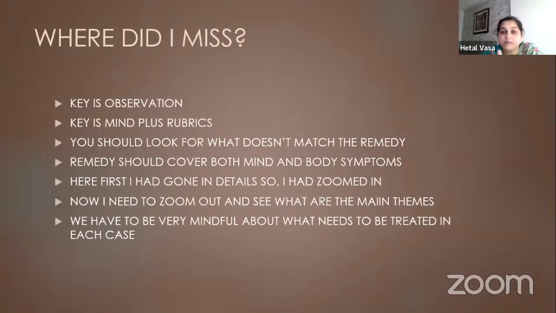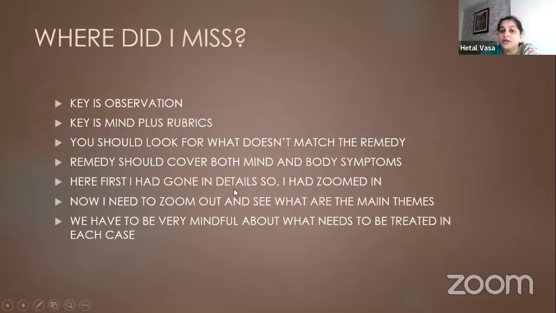So the key is observation. What we need to observe is that he was a shy person, a tall, dark fellow. He had pimples and acne on his face. He had oily skin, and he was not very open. Then we also have to consider the mind picture along with the physical symptoms. If both match, then the magic of homeopathy happens. The remedy should cover both.